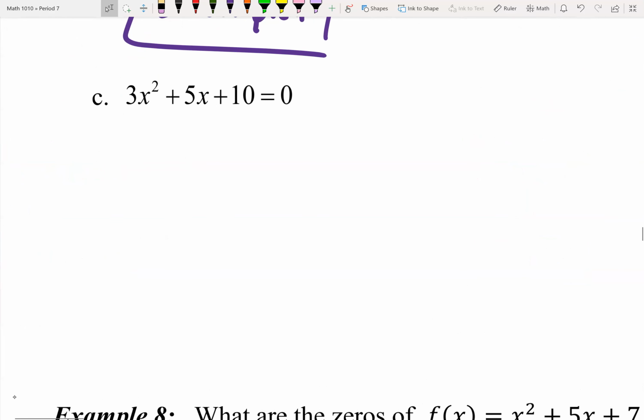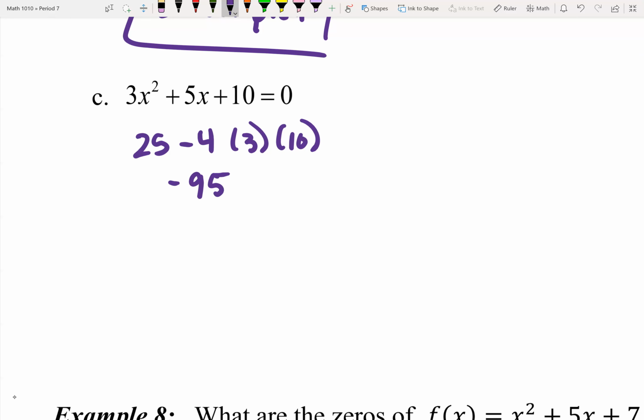b squared minus 4ac. 5 squared is 25 minus 4 times 3 times 10. You get negative 95, I think. No, negative 5. I don't know what it is. What is it? 95? Negative 95. Yeah, okay, so I was right.